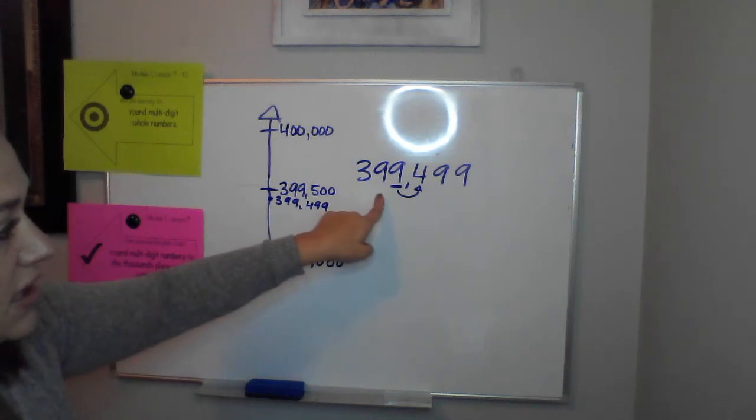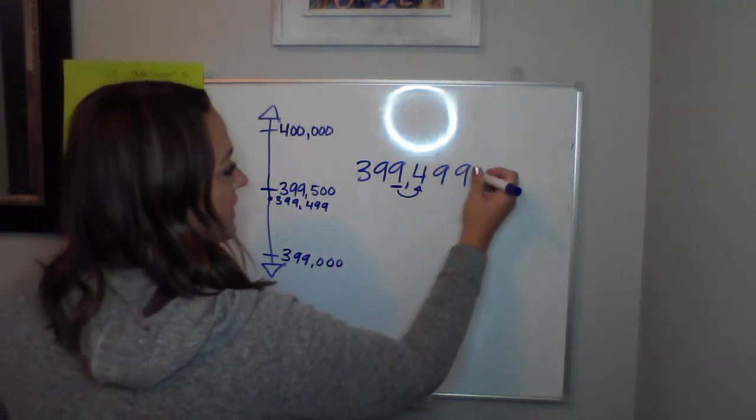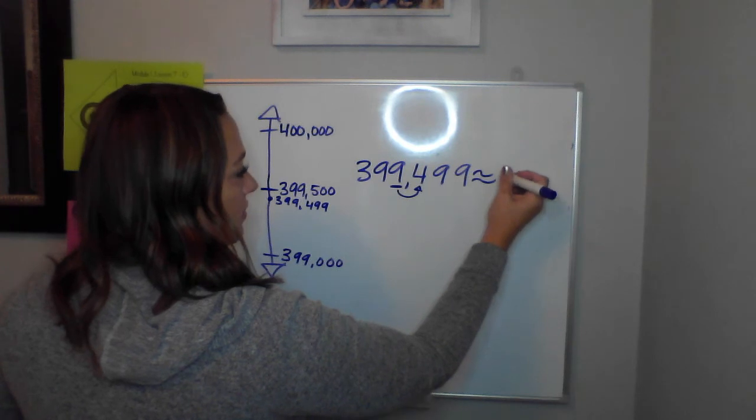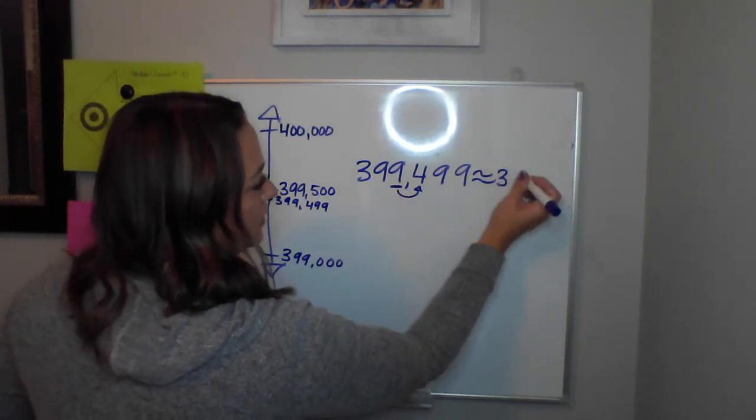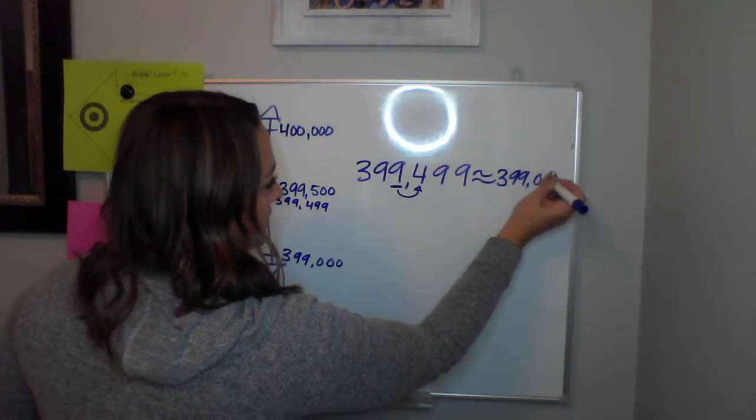So 399,499 rounded to the nearest thousands place would be 399,000.